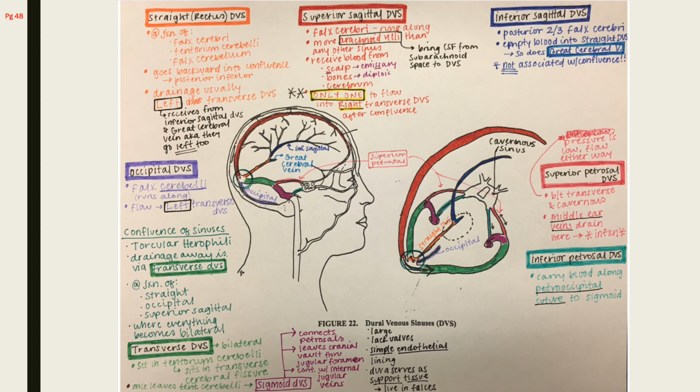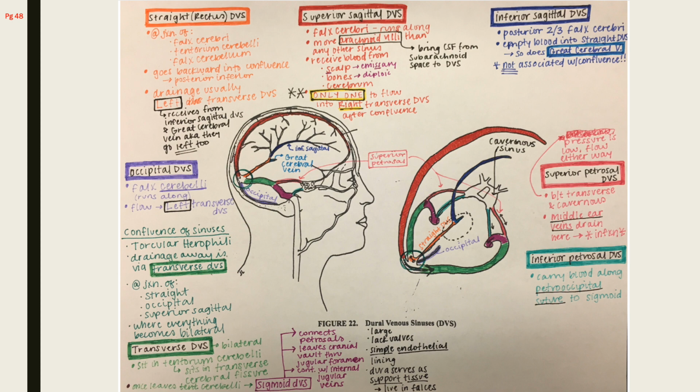And then one more point with the inferior petrosal dural venous sinus is that it carries blood along the petrooccipital suture to the sigmoid DVS. Be aware of that. You probably won't see that word or be familiar with the structure until you get to spinal. So I'm not going to go explaining it. Just make sure that you know that for the exam.